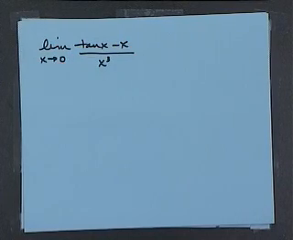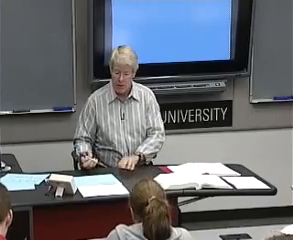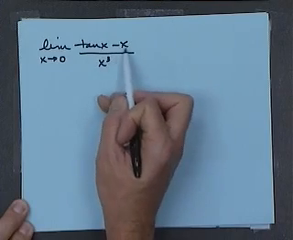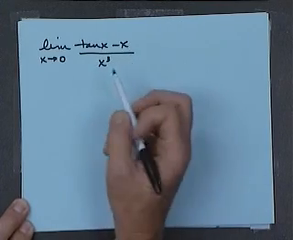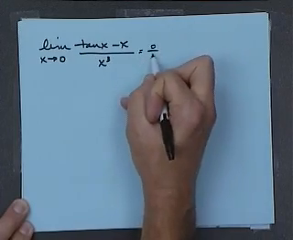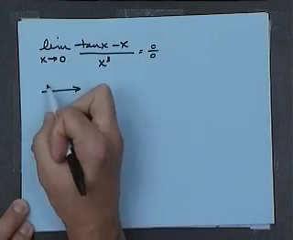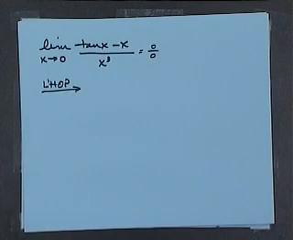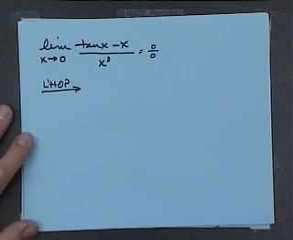Tangent of x minus x all over x cubed. Is it an indeterminate form? We need to validate that before we apply L'Hopital's rule. Tangent of 0 is 0. X itself is 0, so the numerator is 0 minus 0. And the denominator is 0 cubed. So we do have 0 over 0. So it is legal, permissible, to apply L'Hopital's rule.